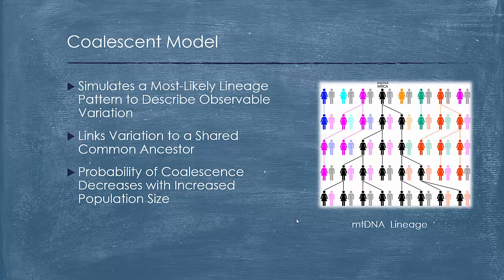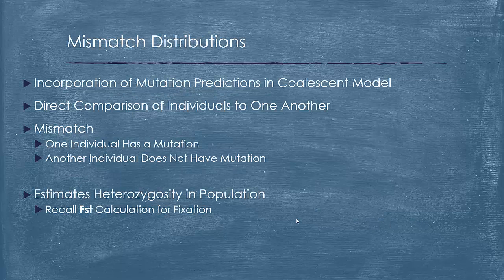And the probability of coalescence decreases with increasing population size. So in other words, as the population size increases, it is less likely that all observed variation will coalesce into a single common ancestor within the generational parameters. Now we have what are called our mismatch distributions. So this is the incorporation of mutation predictions into a coalescent model.